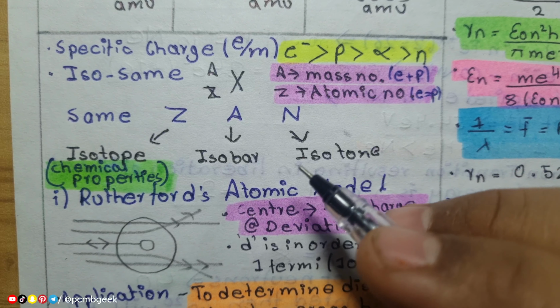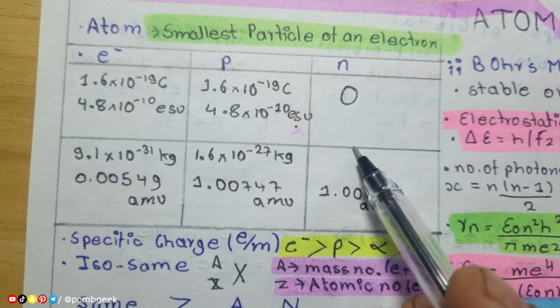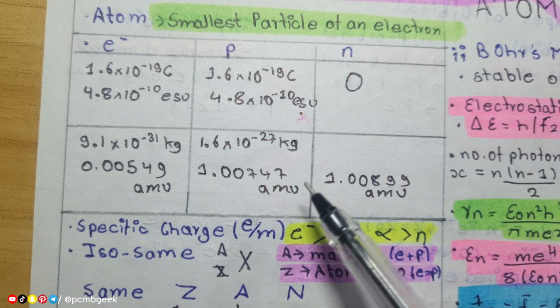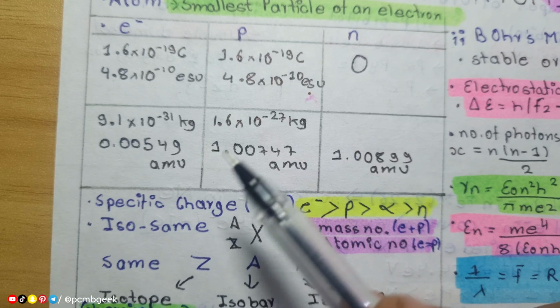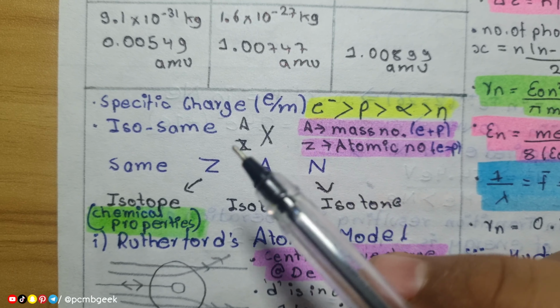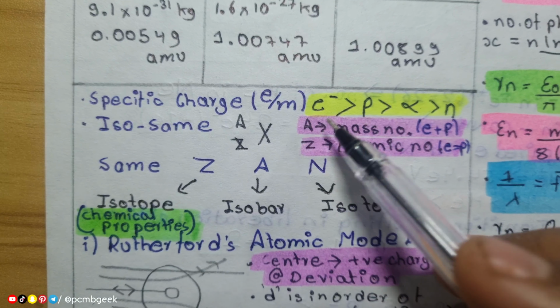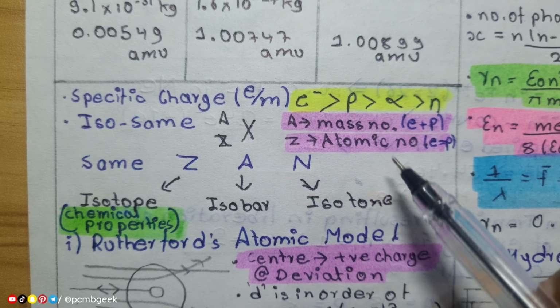An element with atomic number Z and mass number A can be represented by ZXA, where A means mass number and Z means atomic number. The proton and neutron are referred to collectively as nucleons, as they lie inside the nucleus, whereas electrons revolve around the nucleus.